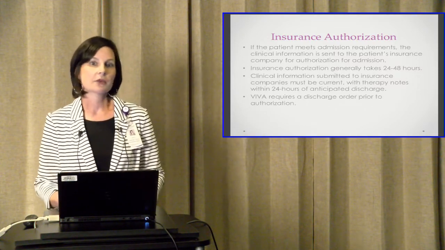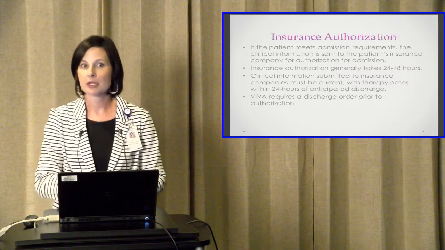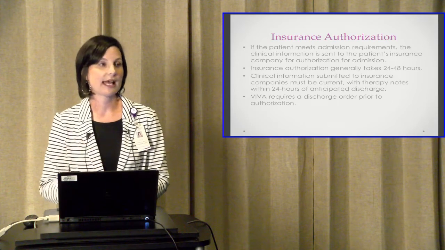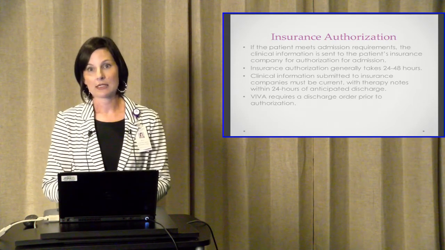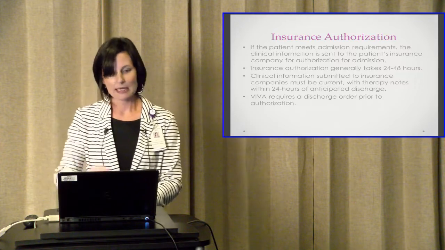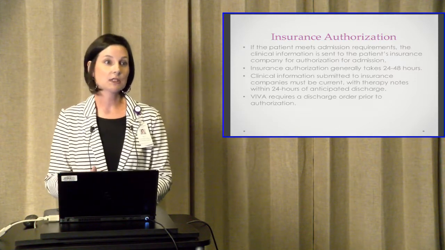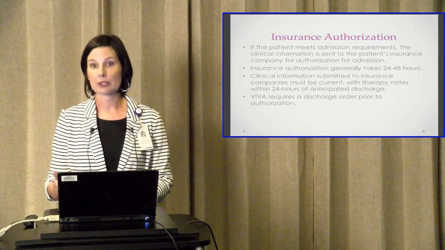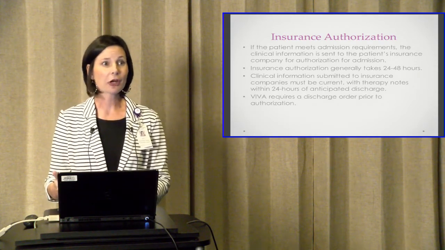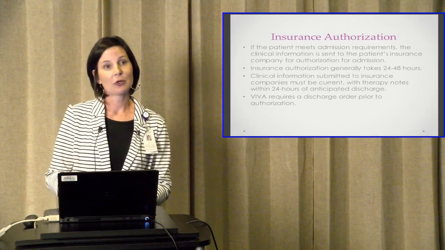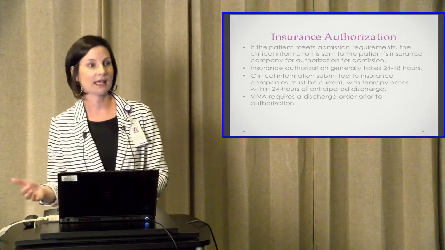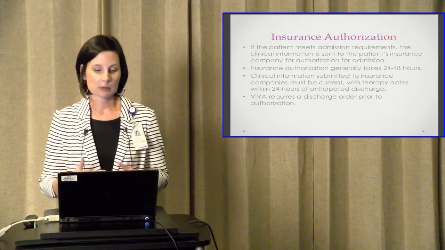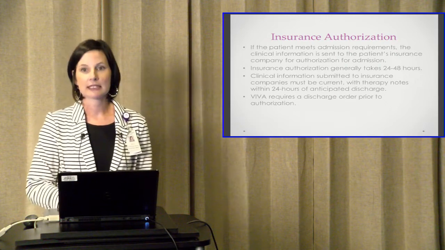Generally, insurance authorization will take anywhere from 24 to 48 hours. Some of the outlying insurance companies that some of our patients have can sometimes take up to a week, so just be prepared for that long wait. But we try to get it in as soon as possible. However, we don't want to ask for authorization too early, because those are only good for a couple of days. If we ask too early and then we have to resubmit because the patient wasn't quite ready to discharge, then that really slows the process down. In fact, Viva has recently changed their standards.